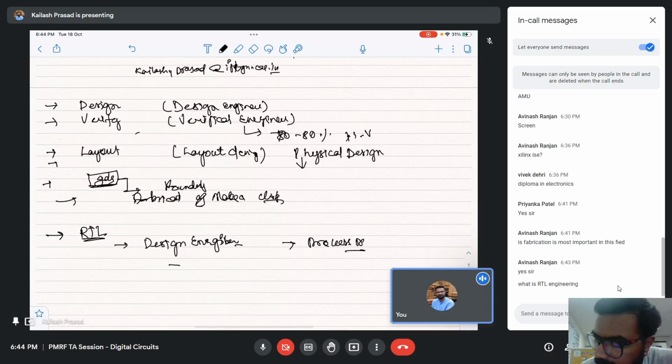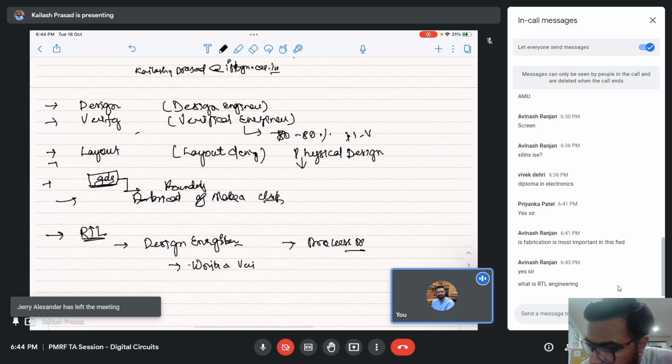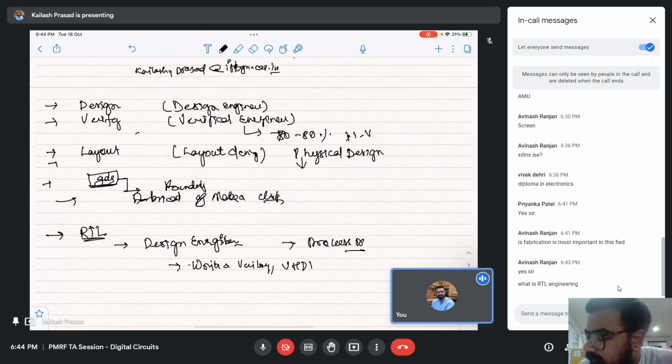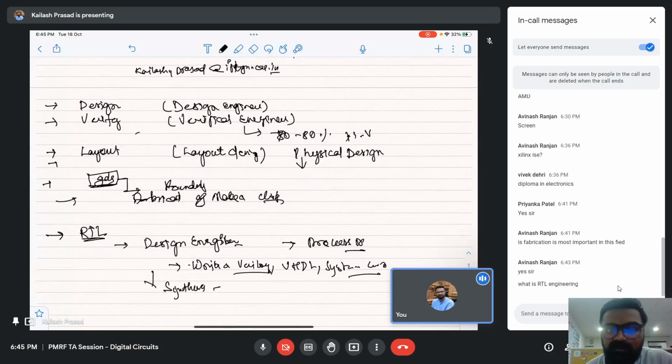He will write a Verilog code, VHDL or SystemVerilog, whatever language he is using, and describe the behavioral description of it, right? Whoever writes the Verilog code is called an RTL engineer, and then whatever Verilog you design, you synthesize it, right? That is the job of a synthesis engineer, and then it goes on.